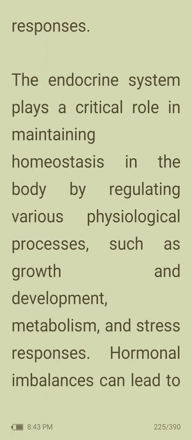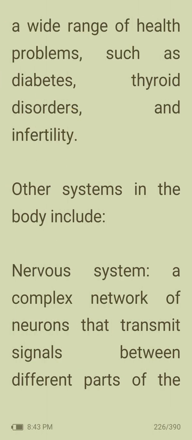The endocrine system plays a critical role in maintaining homeostasis in the body by regulating various physiological processes such as growth and development, metabolism, and stress response. Hormonal imbalances can lead to a wide range of health problems such as diabetes, thyroid disorders, and infertility.